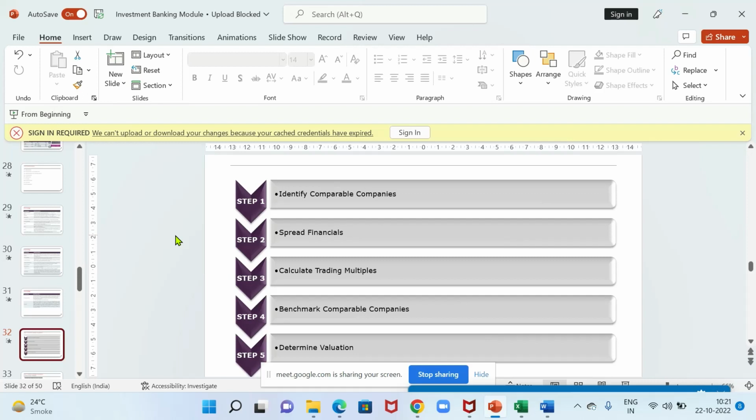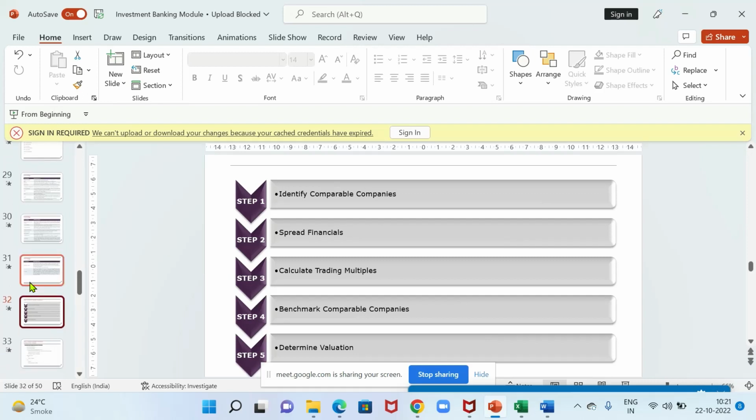First step is identifying key comparables. How do you identify key comparables? Suppose I am valuing a company, say a sugar company. Let's relate to an Indian example so that you can better relate.